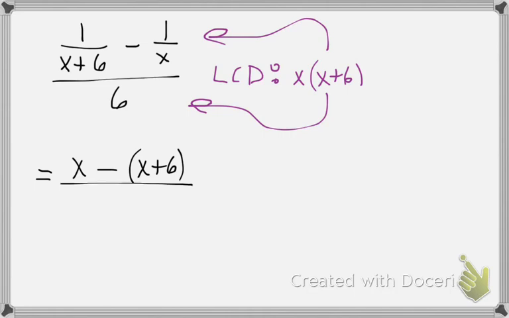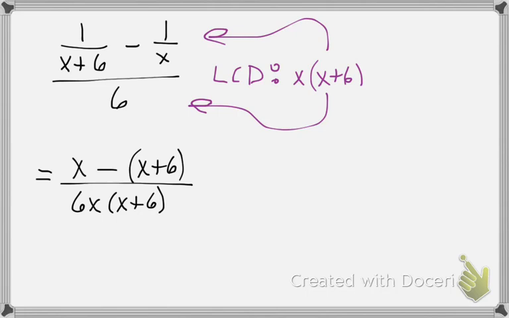Now this one's so easy it's hard. What happens in the denominator? What cancels in the denominator? Nothing cancels. So what do we get? 6x, x plus 6. So this is what we're left with: x minus (x plus 6) in parentheses over 6x, x plus 6.